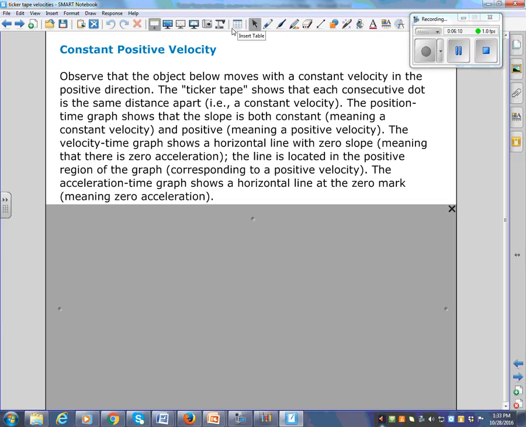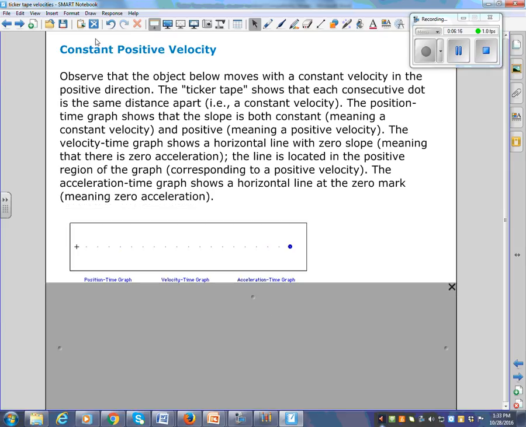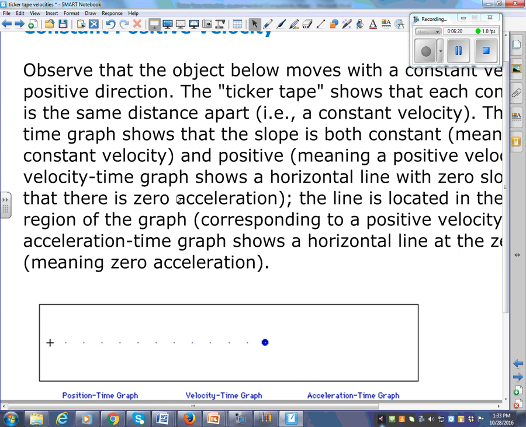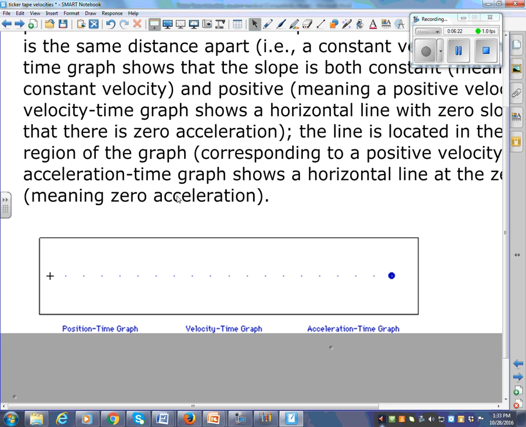Positive velocity means it's moving to the right at a constant speed. So what do the dots look like on your ticker tape? The same distance apart. So I would like you to take a moment, and in that space, you're going to draw graphs below it. So don't use up too much space. Draw dots the same distance apart, moving to the right. So you have to use a little arrow to show motion to the right. So you should have those dots drawn.